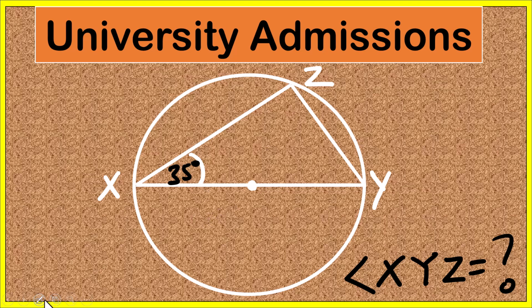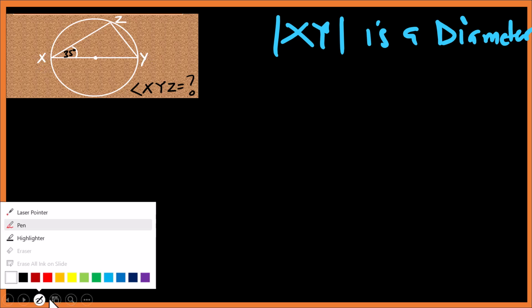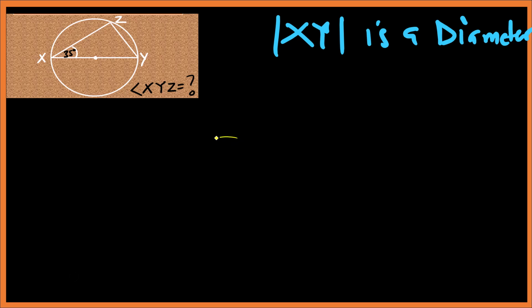Welcome to another video. All right, now let's find angle XYZ. So we want this side. This is one of the properties of circle theorems. Now let's get started. All right, now line XY is a diameter. Once line XY is a diameter, note that the figure is not drawn to scale.